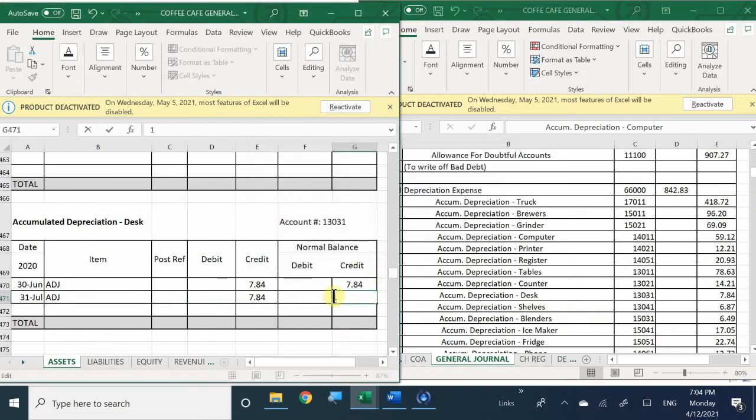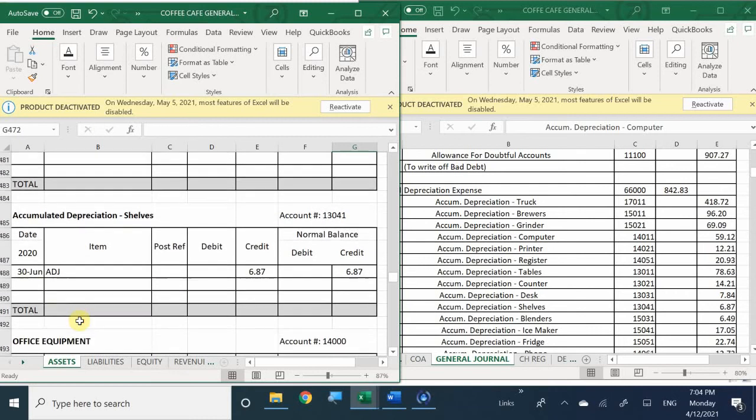I'm going to fix this real quick. Okay, so up 1 plus any credits minus any debits to give us a total of $15.68. All right, here we are for our accumulated depreciation for our shelves, which we know is to be $6.87. So the total right now should be the $13.74.